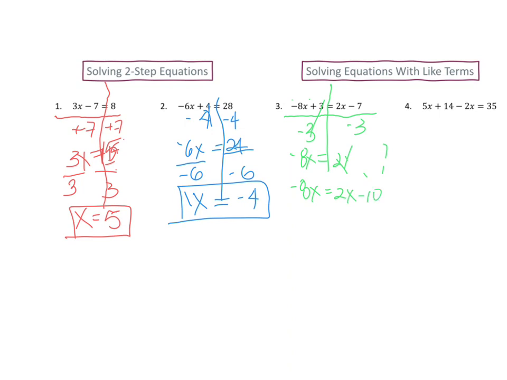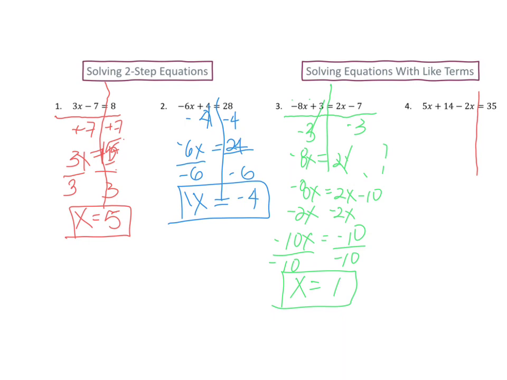So now I subtract 2x from each side, and I get negative 8 minus 2 is negative 10x equals negative 10. When I divide by the number in front of the variable, I get 1x, or x equals 1. Did you get that one? I hope so. All right, let's take a look at our last one.